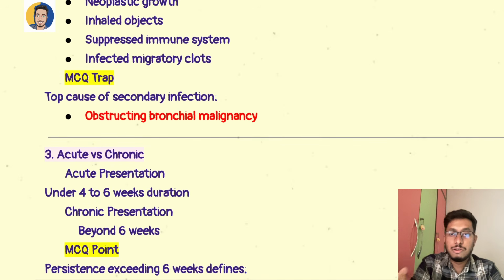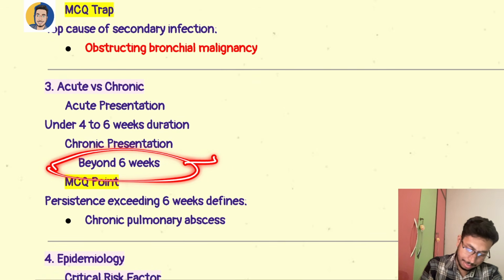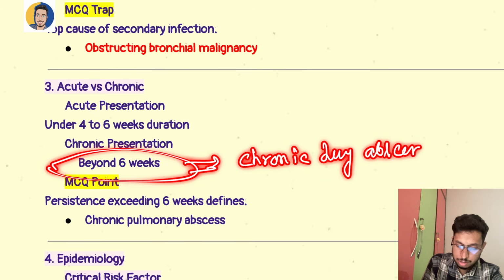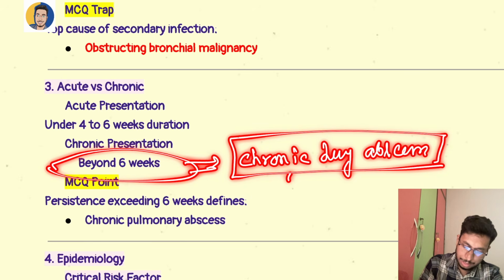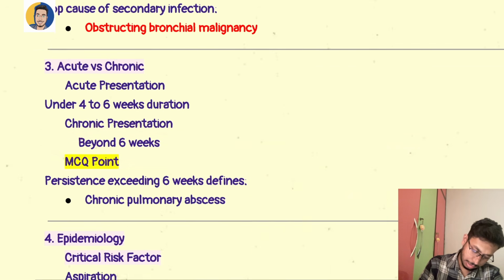Now here we also need to know the concept of acute versus chronic lung abscess. Anything which occurs within a 6 week period is considered acute in terms of lung abscess, and anything which occurs beyond 6 weeks is considered a chronic presentation. So chronic lung abscess usually occurs when immunity is good enough in such a patient. Immunity is good. Okay. All right.